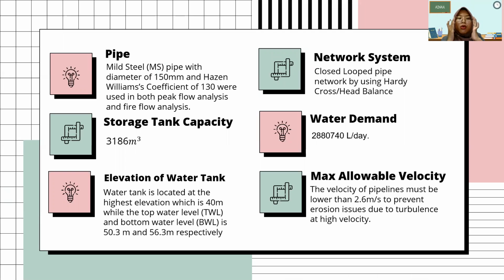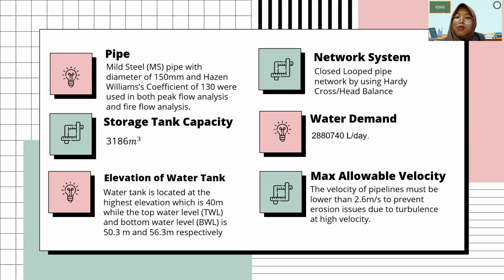So for the pipe, we use the mild steel pipe with diameter of 150 millimeter and Hazen-Williams coefficient of 130, which were used in both peak flow analysis and fire flow analysis. The storage tank capacity is 3,186 meter cube after we calculated.